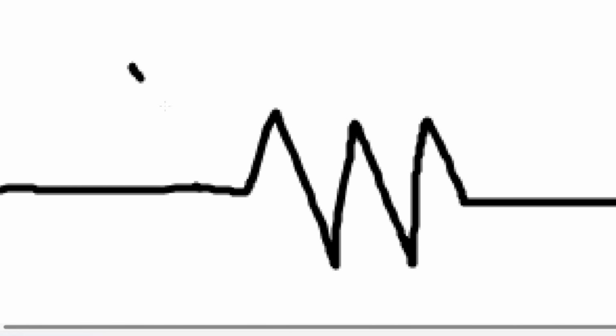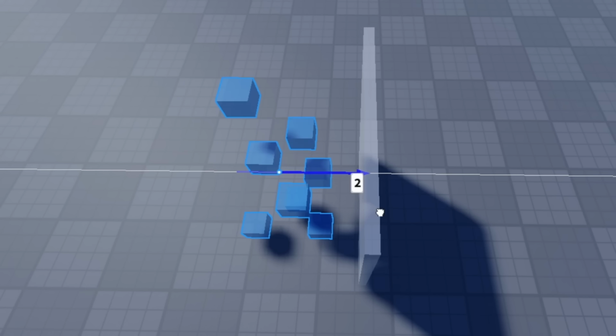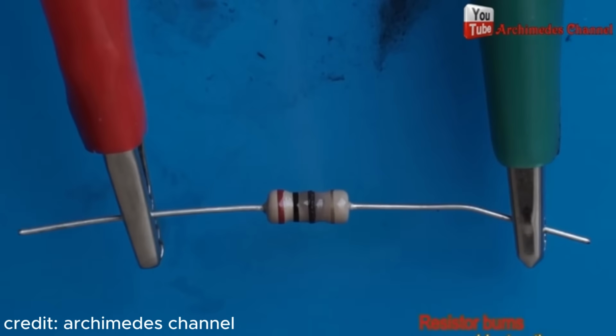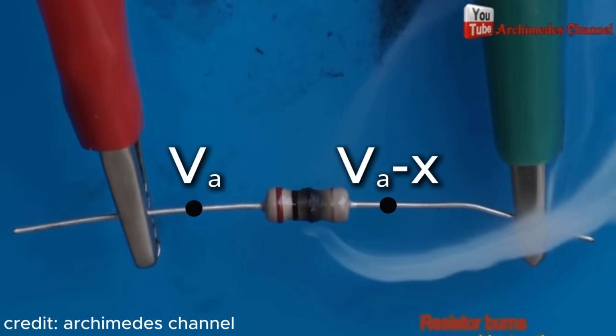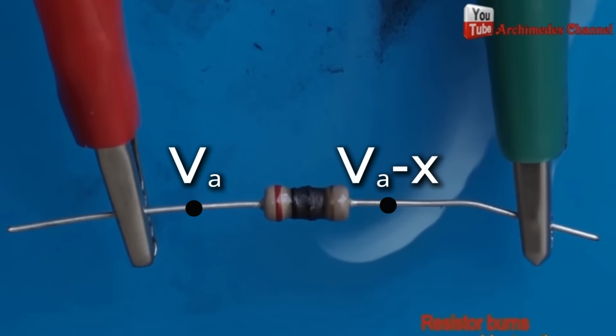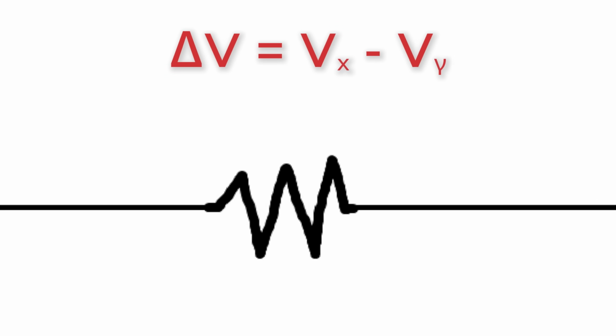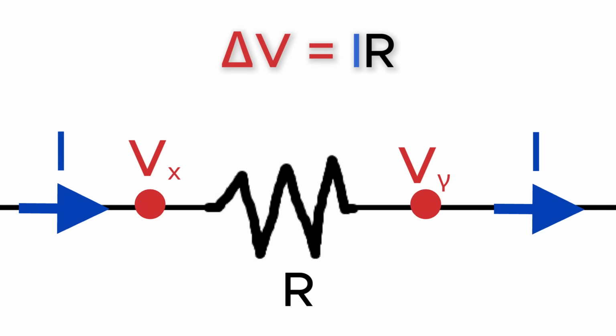And resistance means the opposition to the flow of electric current. Higher resistance makes the current flow harder, converting electrical energy into heat, which is why there is a voltage drop between two points connected by a resistor. The relationship between them is that the voltage difference between two points is equal to current times resistance. Ohm's law.